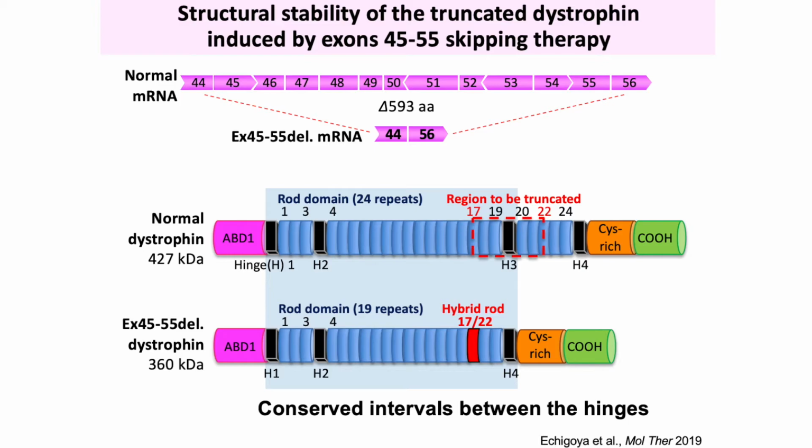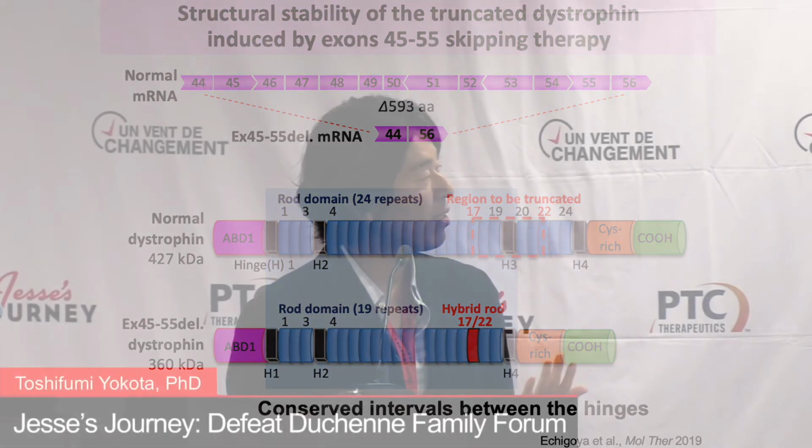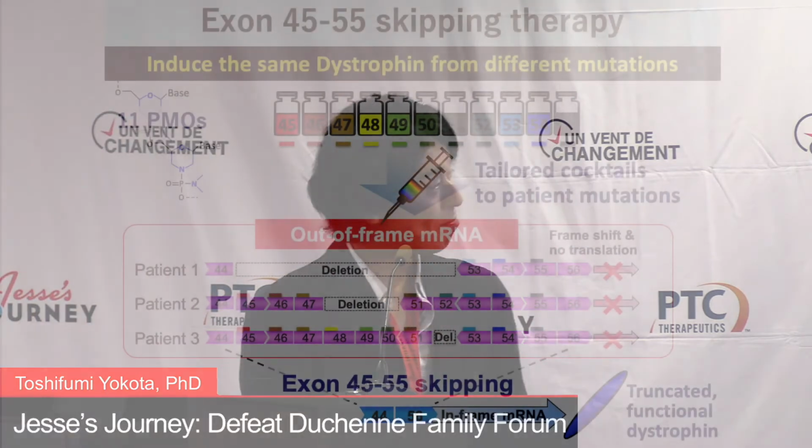So the repeat sequence, the rod domain spectrin repeats between 2 hinge domains, the number of hinge rod repeats is 16, and this is exactly the same as normal dystrophin protein. So it partially restores a full-length dystrophin product. So this is likely the main reason that this particular deletion results in very mild symptoms.